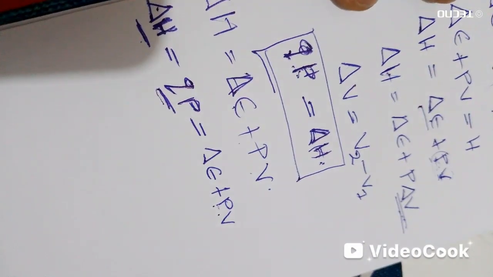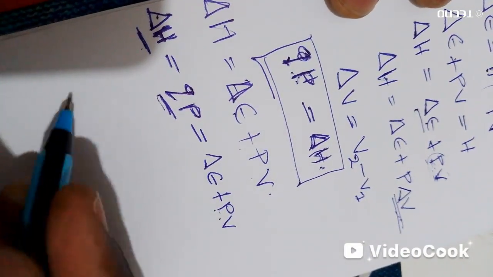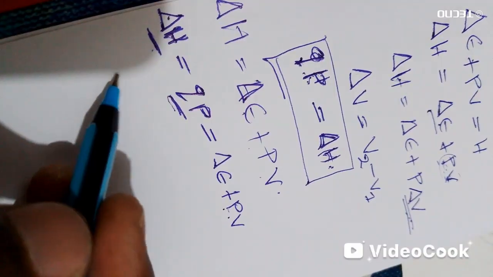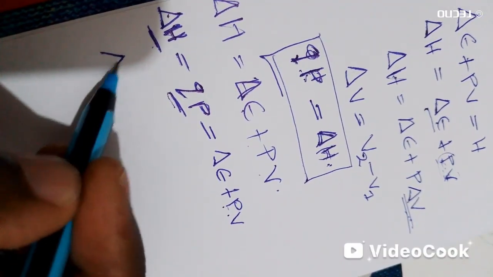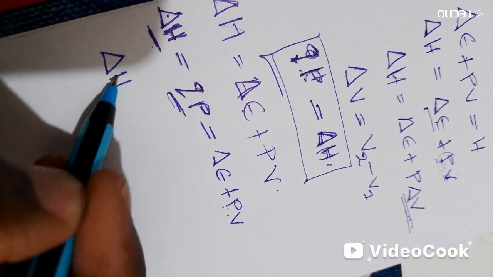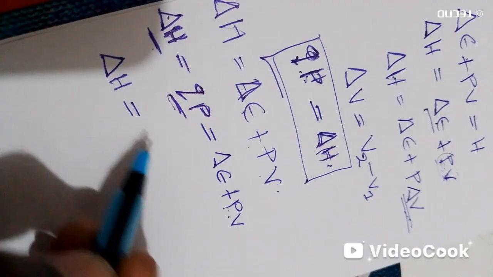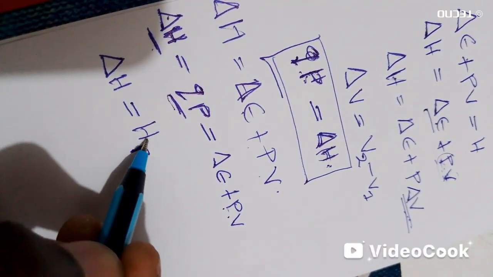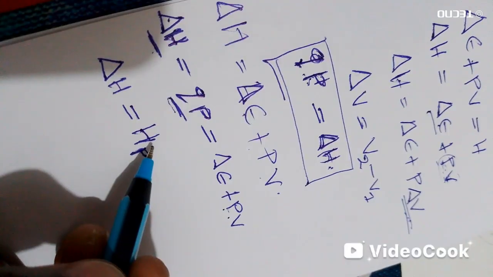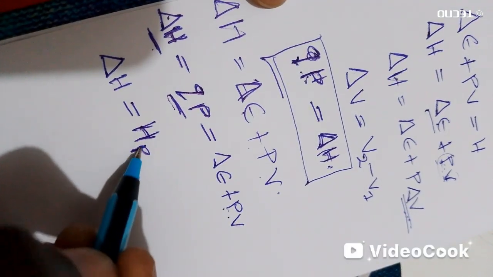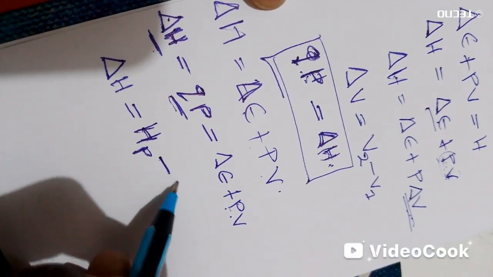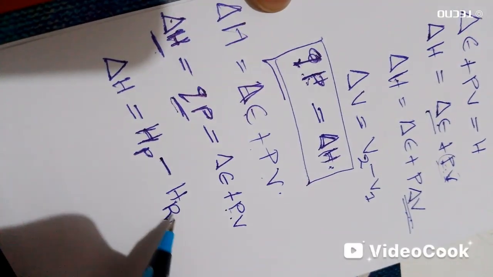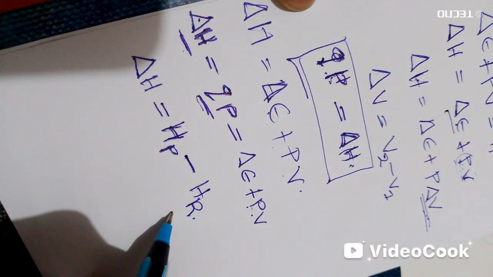And the last equation that you can ever deal with is the one which deals with enthalpy when you have two or three enthalpies. So we say that change in enthalpy is equal to the enthalpy of the products, what you get in the equation, minus the enthalpy of the reactants. So this is another way of finding enthalpy.